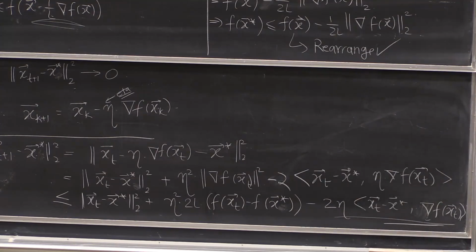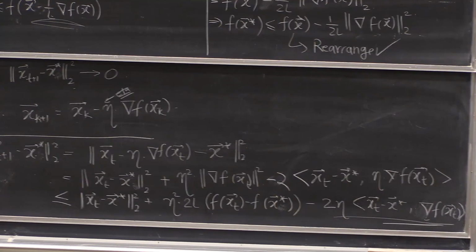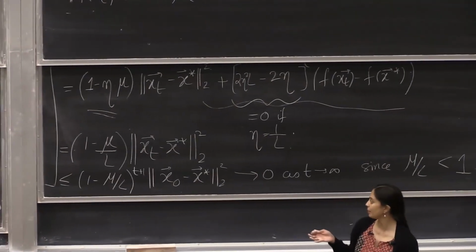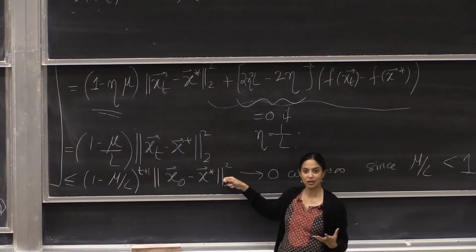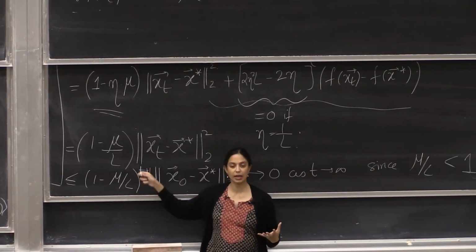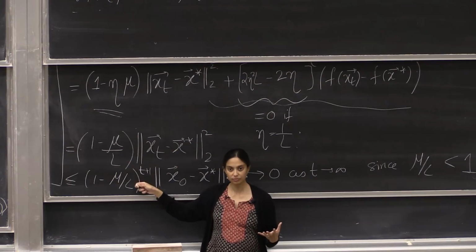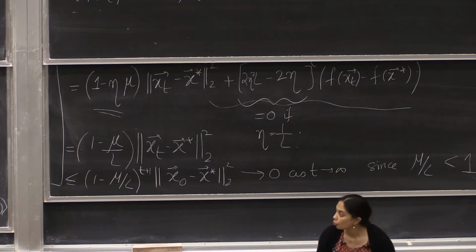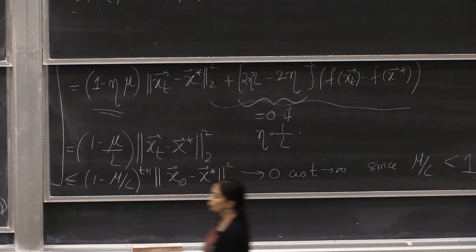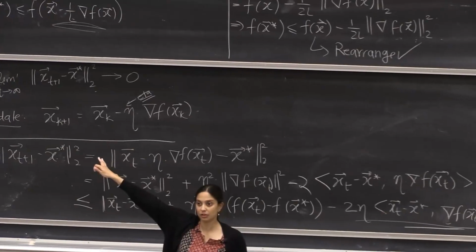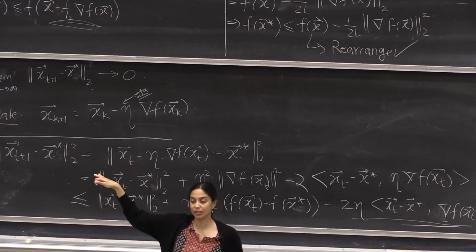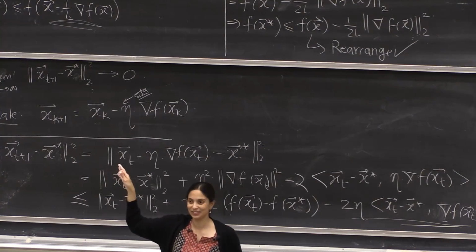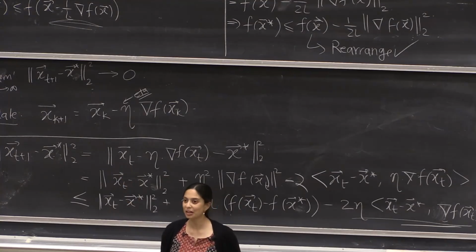Why do we want this second term to be 0? Excellent question. I want this second term to be 0 because I want to be able to pull off this recursion step, and I want to be able to get this thing as an exponent. That's why. How do we know that mu over L is always less than 1? We know that mu is a lower bound on the eigenvalues of the Hessian. L is an upper bound on the eigenvalues of the Hessian. So the maximum eigenvalue is always bigger than the minimum eigenvalue, right? So mu over L is always going to be less than 1.